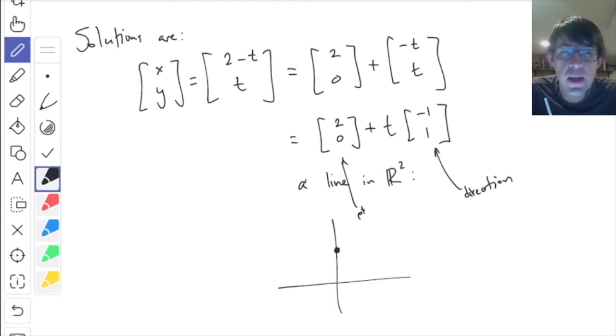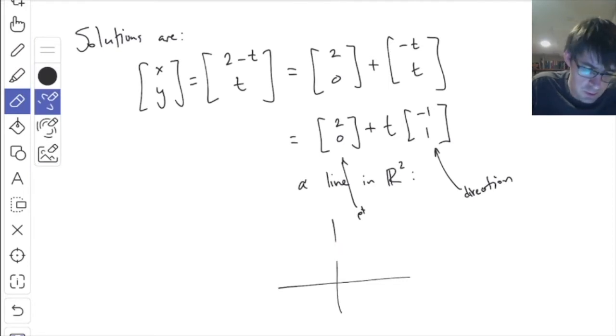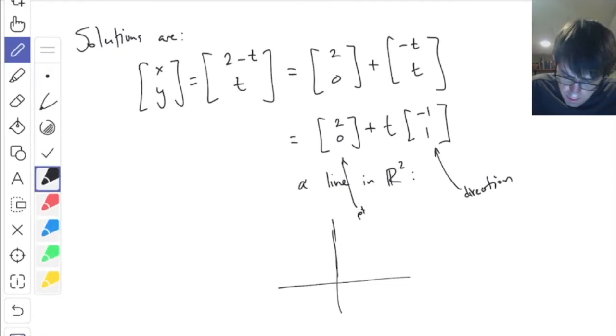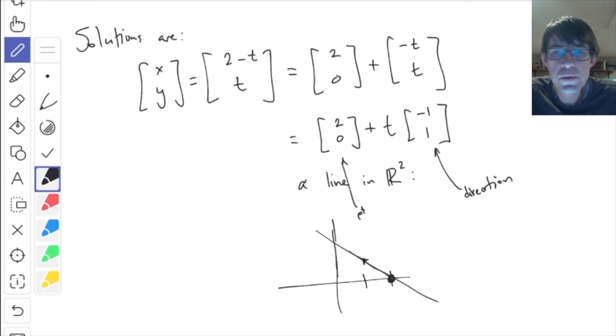So it is a line through the point, sorry, it's not 0, 2, it's 2, 0. I wrote the wrong point. 2, 0, that's over here. X equals 2, y equals 0. And it has the direction of that other vector, which is x equal minus 1, y equal 1. So it's like this, right? That's that other vector. So the set of solutions is that line. All right.